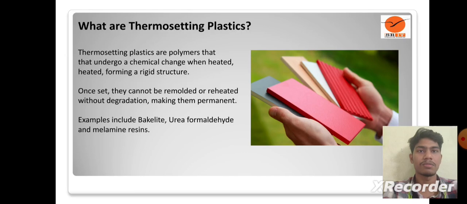What are thermosetting plastics? Thermosetting plastics are polymers that undergo chemical change when heated, forming a rigid structure. Once set, they cannot be remolded or reheated without degradation, making them permanent. Examples include bakelite, urea formaldehyde, and melamine resins. Moving to next slide.